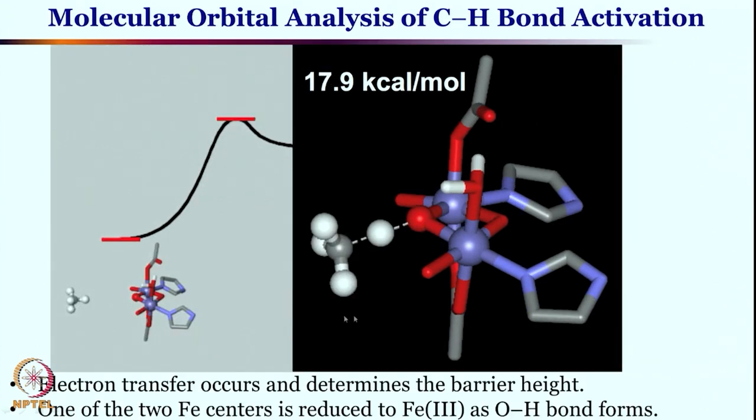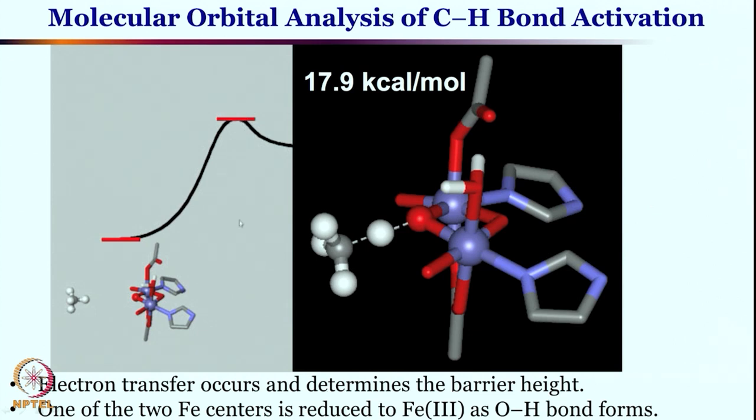Okay. Subsequently, this is the transition state that we discussed, where CH bond breaking and OH bond making is happening. The electron transfer from this CH bond occurs in this state and determines the barrier height.